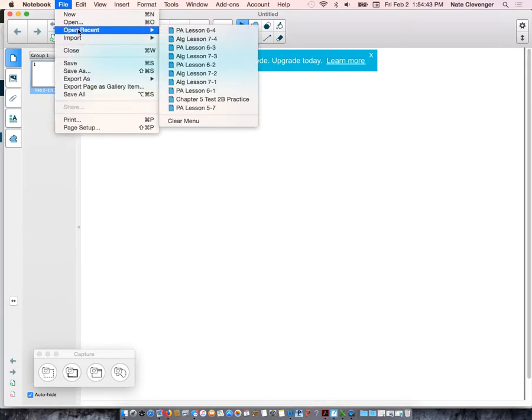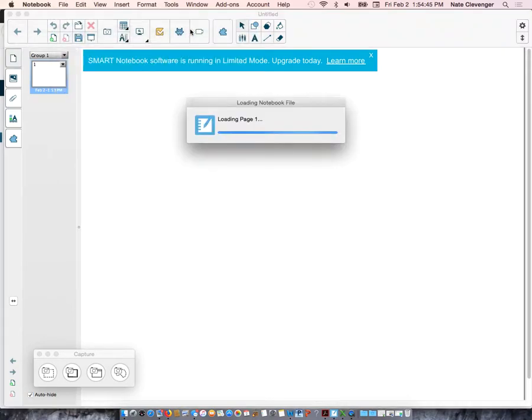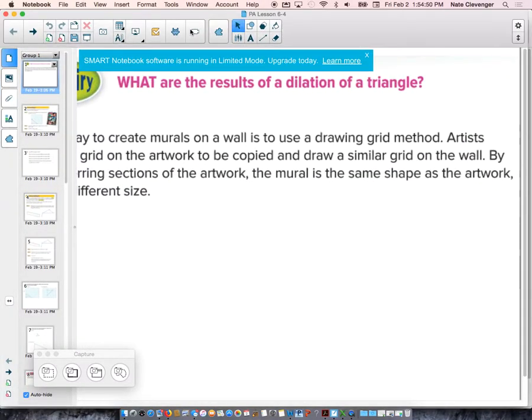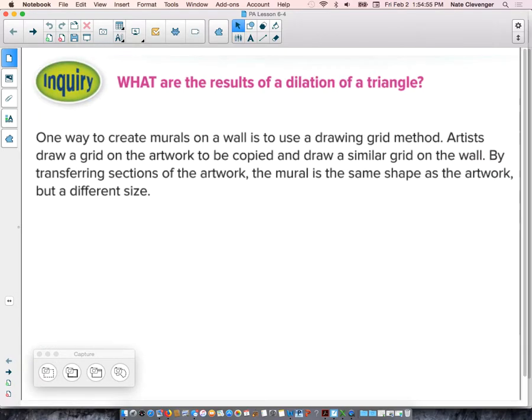We're actually going to start on page 483. I think it's 483. It might be 482. Somewhere in there. With the inquiry lab stuff.